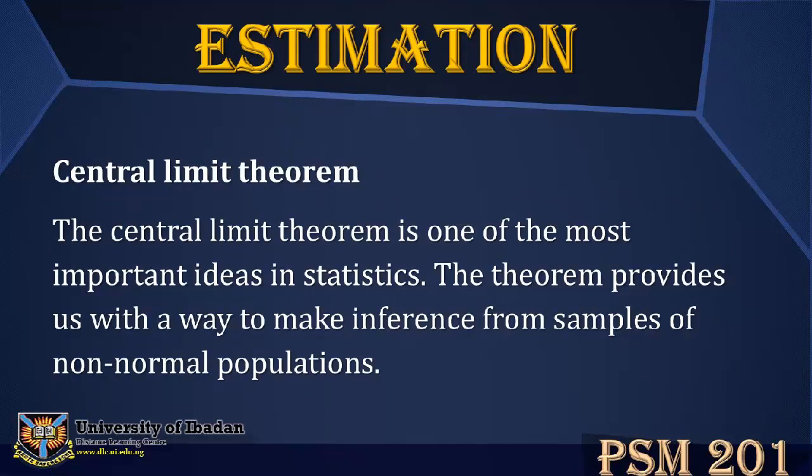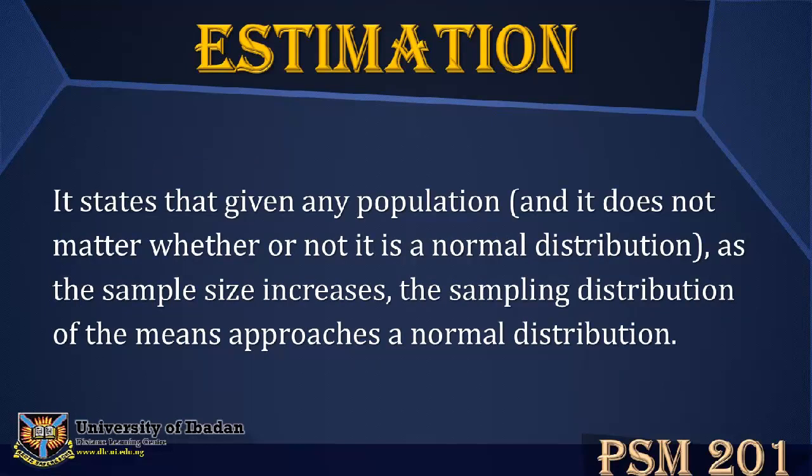Central limit theorem. The central limit theorem is one of the most important ideas in statistics. The theorem provides us with a way to make inference from samples of non-normal populations. It states that given any population, and it does not matter whether or not it is normally distributed, as the sample size increases, the sampling distribution of the means approaches a normal distribution. It is a powerful theorem because it allows us to assume that given a large enough sample, the sampling distribution will be normally distributed. The central limit theorem describes the properties of sampling distributions.